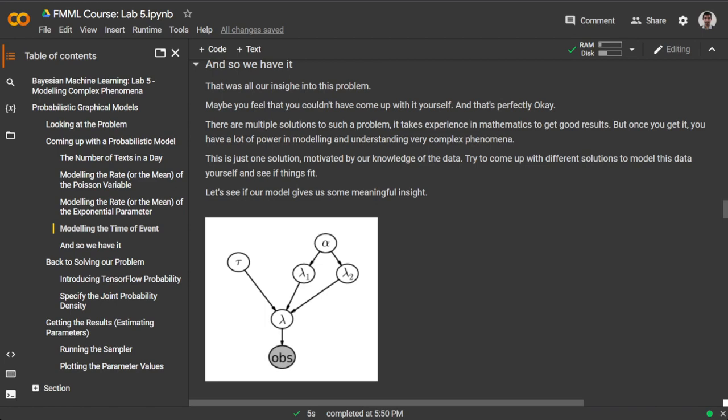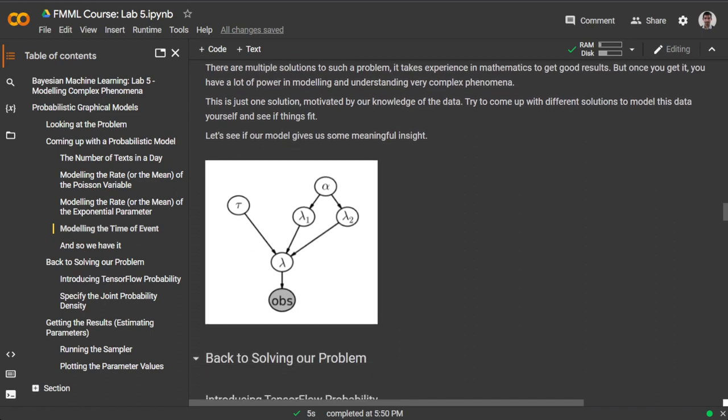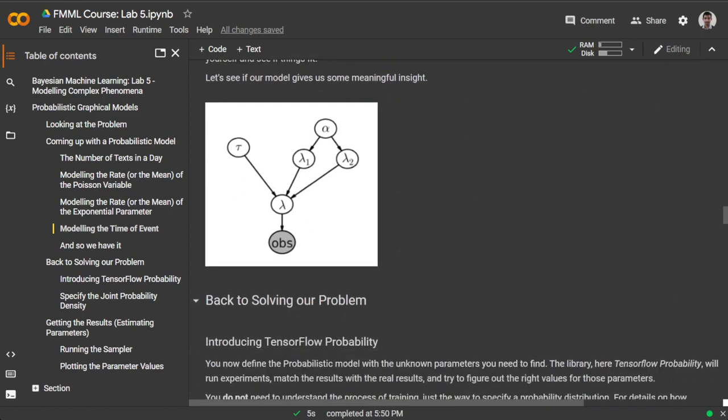And then using these lambda 1 and lambda 2 values, as well as this tau, which has in turn been sampled from some uniform distribution, we get the output parameter lambda, which is again a hidden variable, and using this lambda we can sample our final observations. So what we have done, using our interpretation of probabilistic models, is build this network which mimics the way we believe the number of text messages we send works.